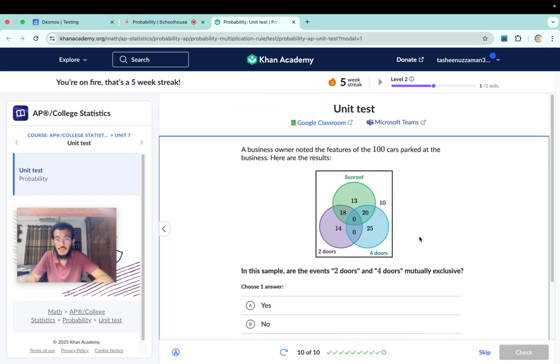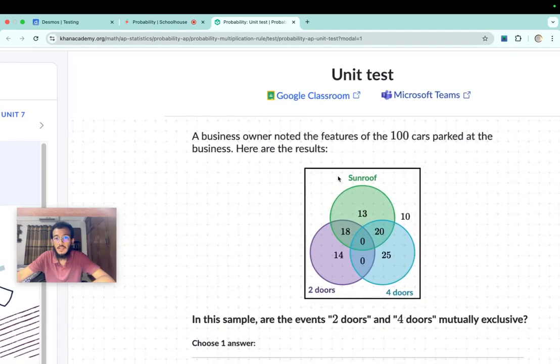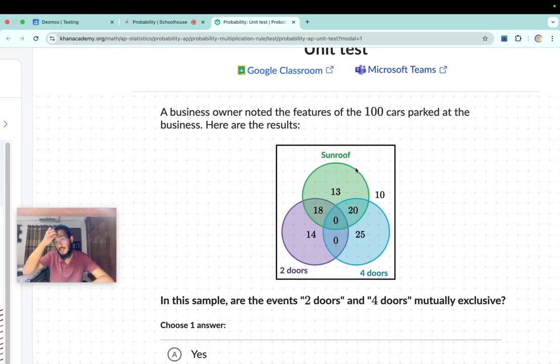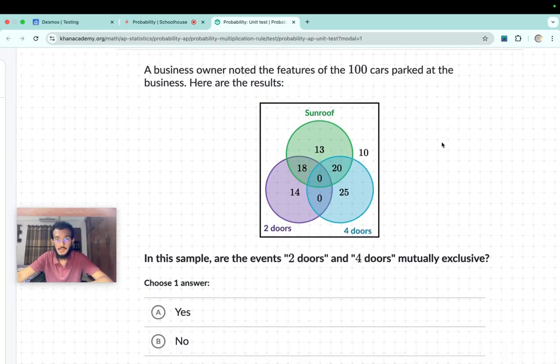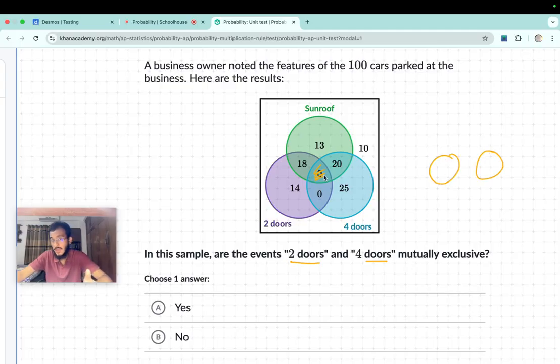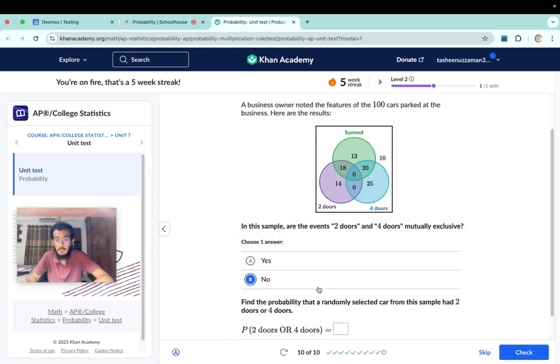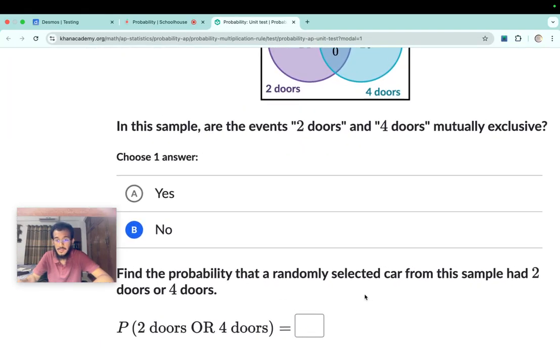0.2. So a business owner noted the features of the 100 cars parked at the business. Here are the results. In this sample, are the events 2 doors and 4 doors mutually exclusive? Which means if you have 2 doors, you cannot have 4 doors, which is not the case, because we can see an intersection. So I'll select no. What is the probability that a randomly selected car from the sample had 2 doors or 4 doors?